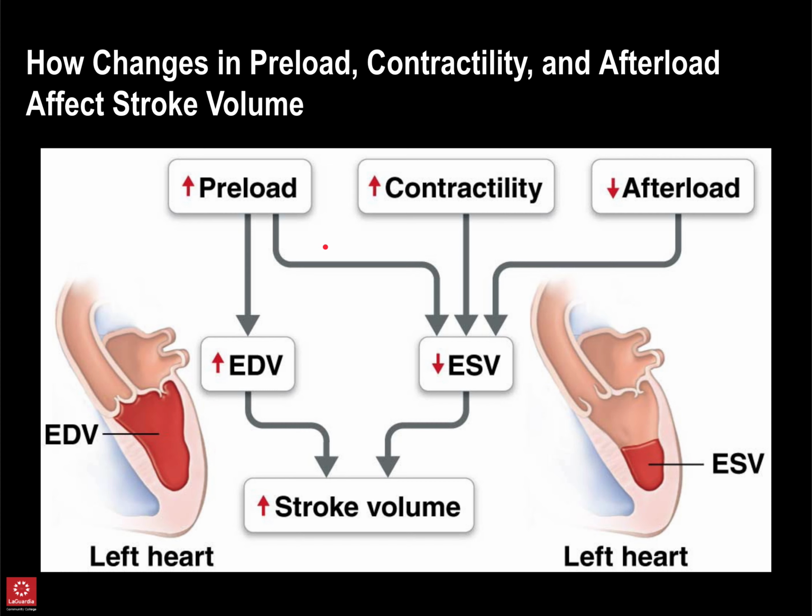So notice how low preload leads to low EDV. So cardiac muscle cells are much less stressed, combined with diminished contractility, the heart contracts weakly. Since afterload is high, this weak contraction is pumping against a great deal of resistance. A weak contraction against high resistance leads to low stroke volume and more blood left in the ventricle after contraction, which is a high ESV.